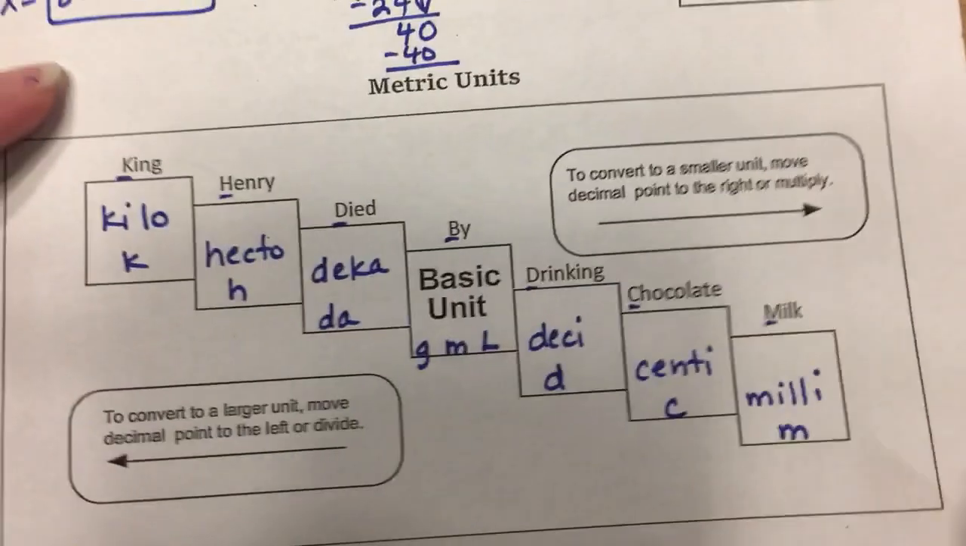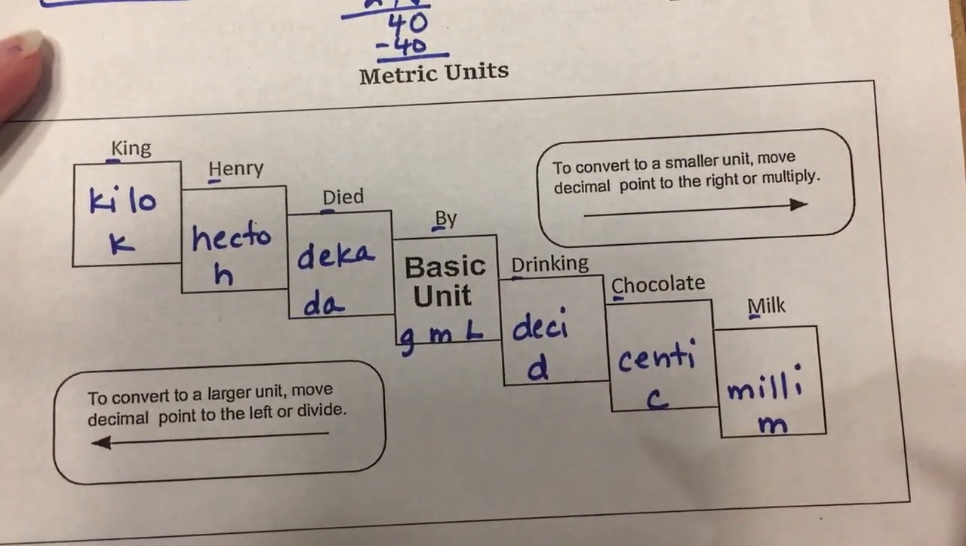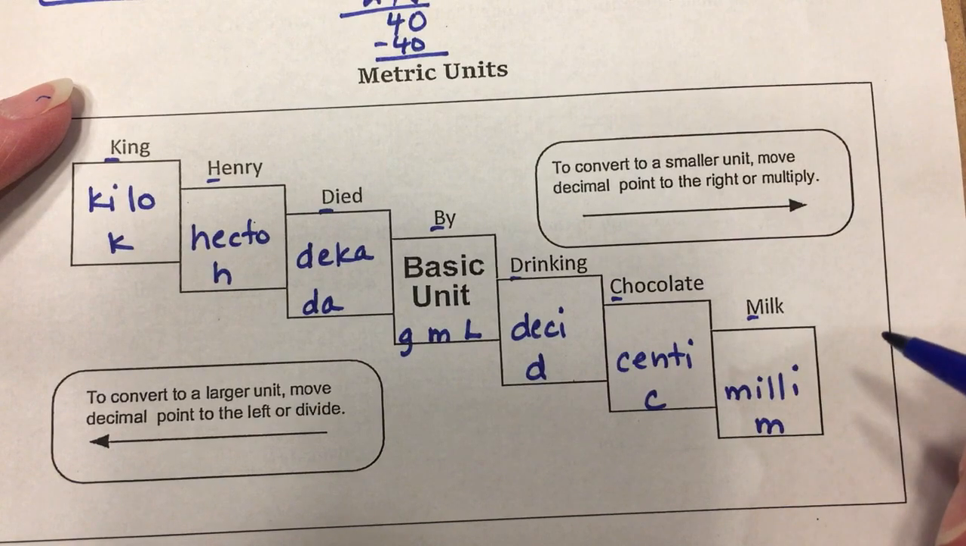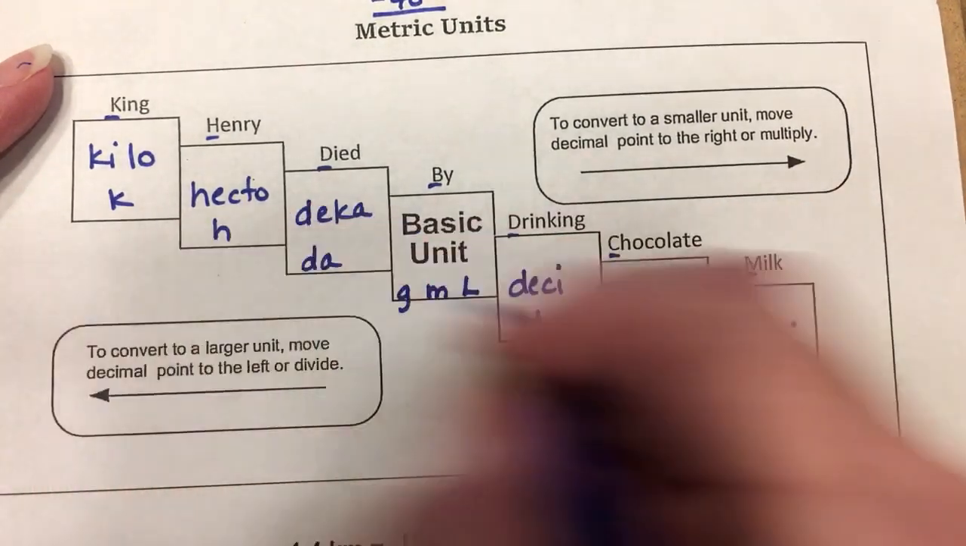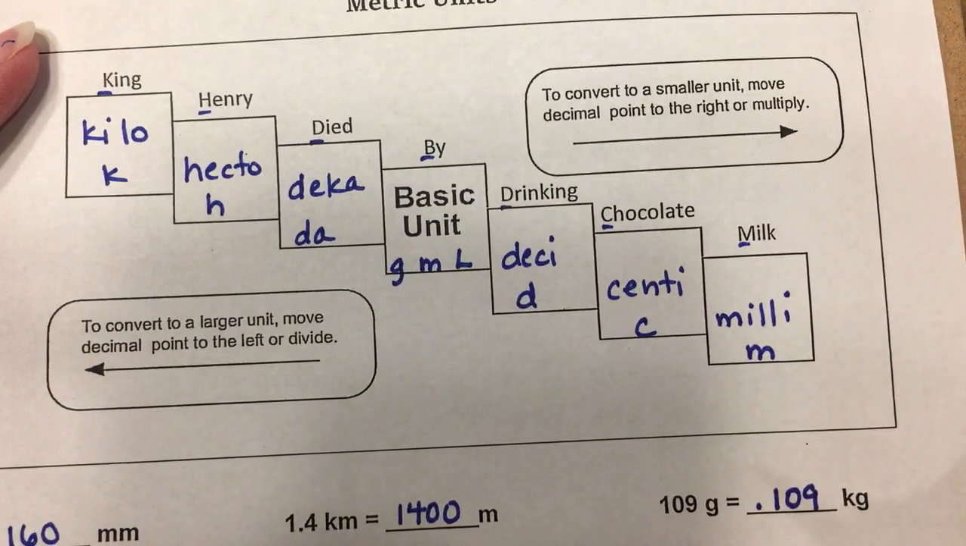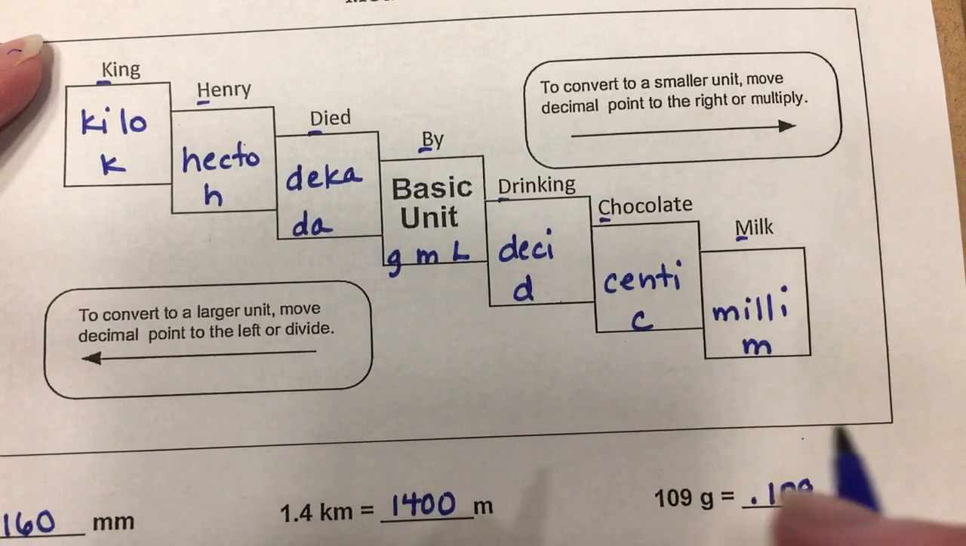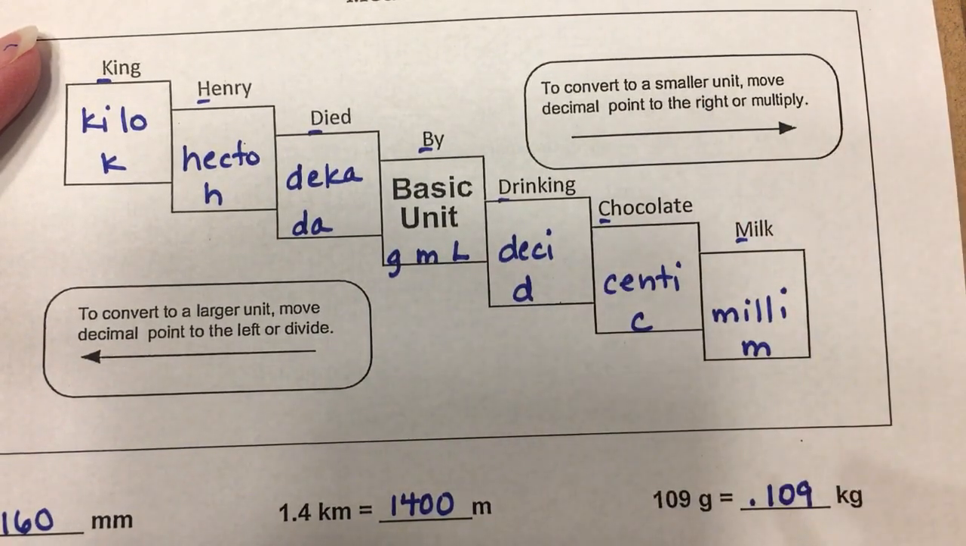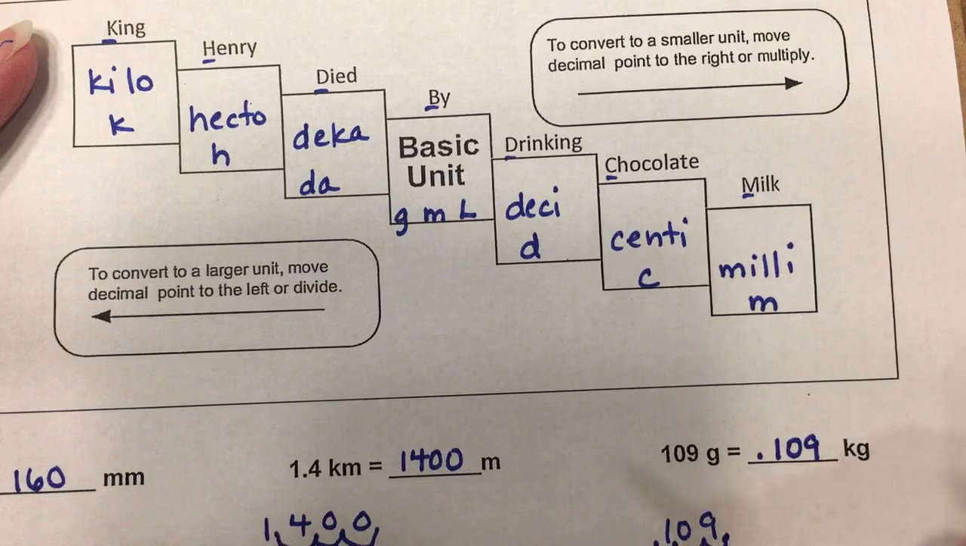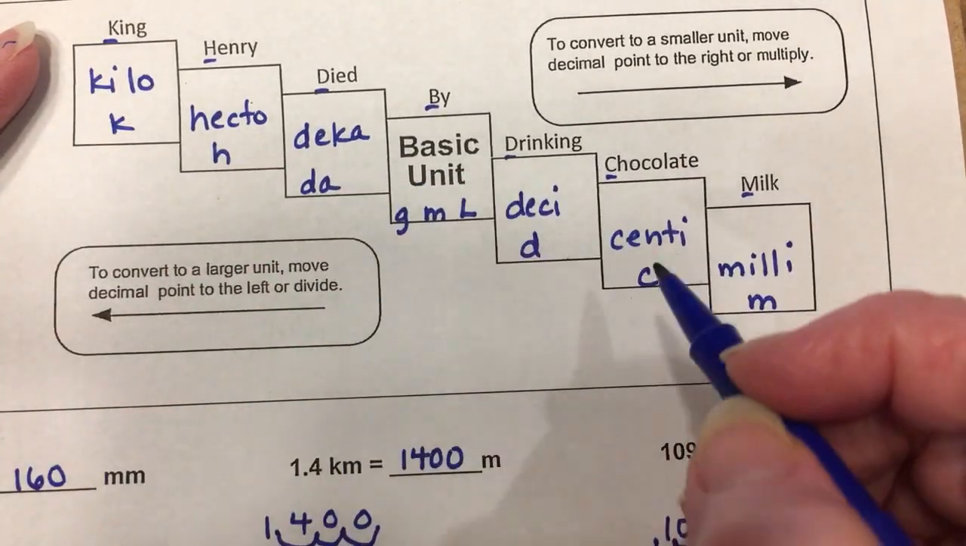Now again, with the metric system, you could use a proportion, but it's so much easier just to move your decimal back and forth that we don't even bother to show you how to do it with a proportion. But they do assume that when you get to the other side, you would be able to move within the system pretty easily.